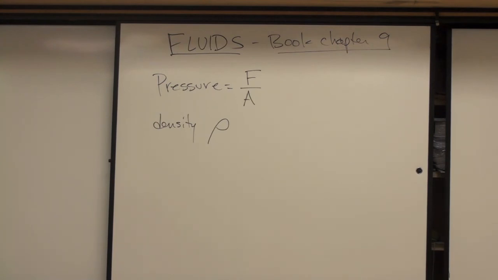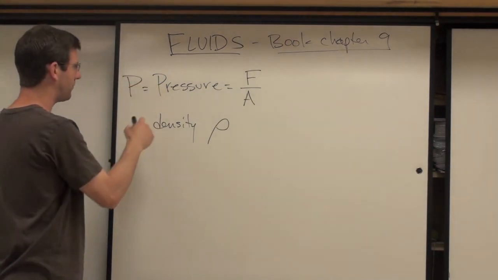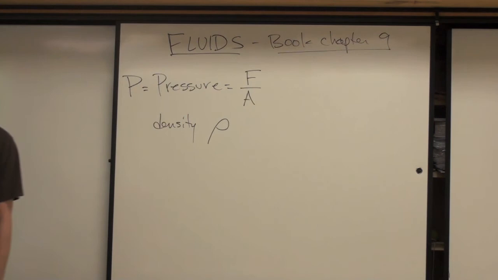So you've got to be careful here. Pressure is our capital P, right? Rho is for density. So you're going to have to be really careful on how you write these. Watch your P's and Q's, right? Be careful.